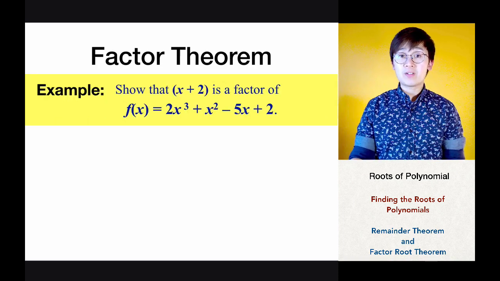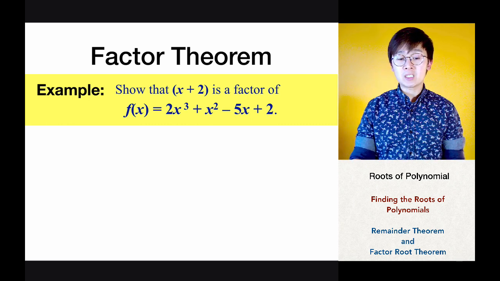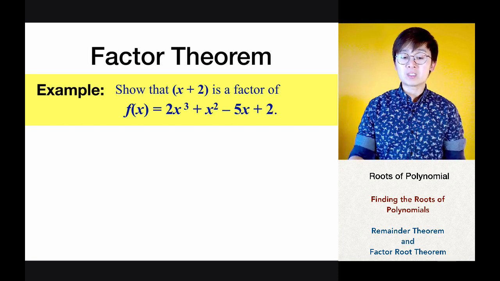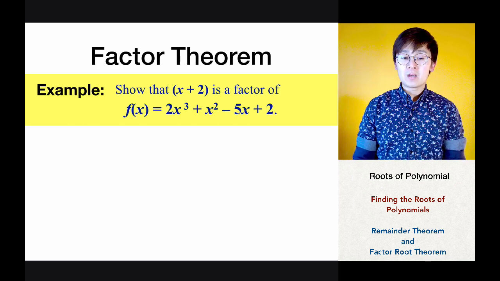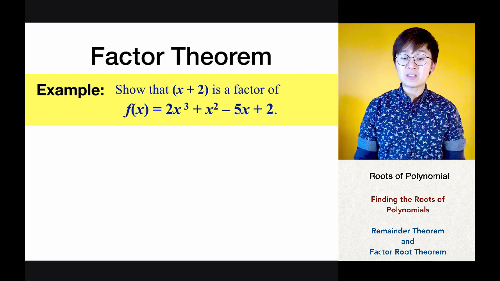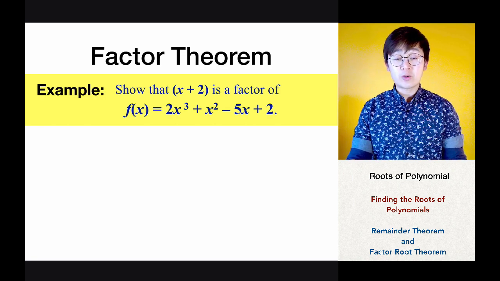Say, for example, we have a function 2x cubed plus x squared minus 5x plus 2, and we need to show that x plus 2 is a factor of our polynomial function. According to the factor theorem, if one of the factors gives us a remainder of 0 after using synthetic division, then we are verifying that that factor is indeed a solution, or a zero, of our function. So let's try it out for x plus 2.